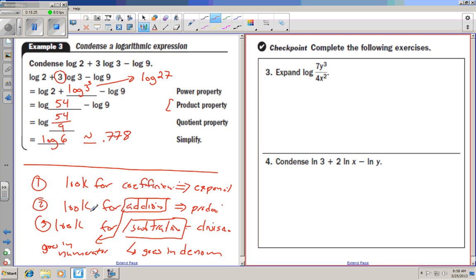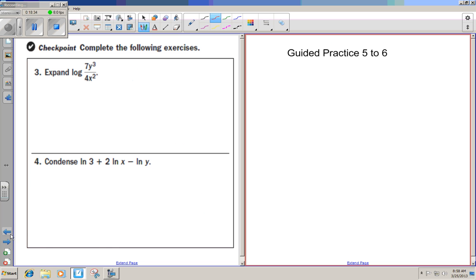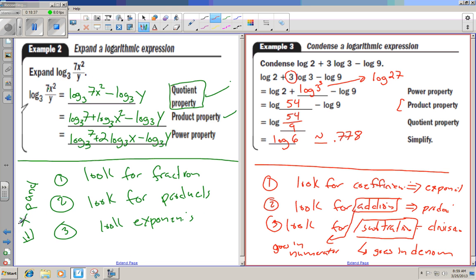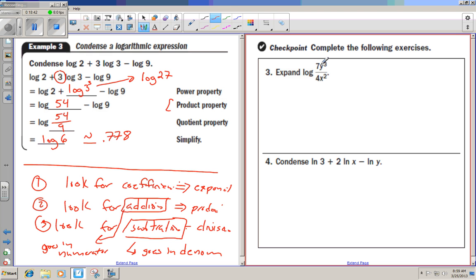All right, let's keep going. Some more examples of expanding. Remember these steps here. It says to look for fractions, because when you look for fractions, you are then doing subtraction. So we are subtracting everything in this denominator. So please remember that. We are subtracting everything in the denominator. So subtraction of log 4x squared.